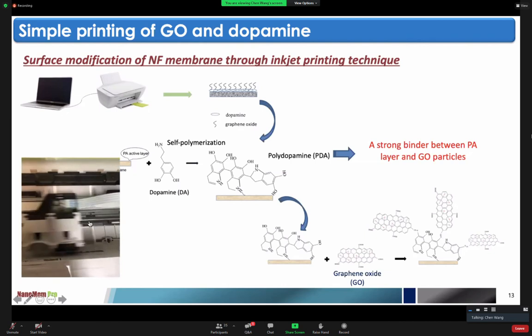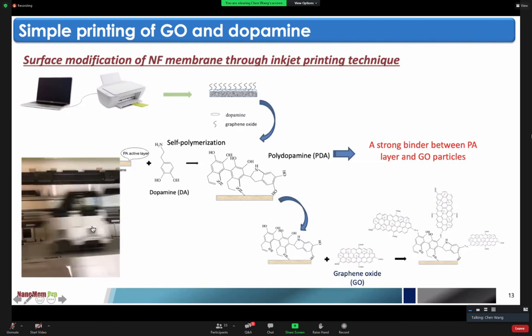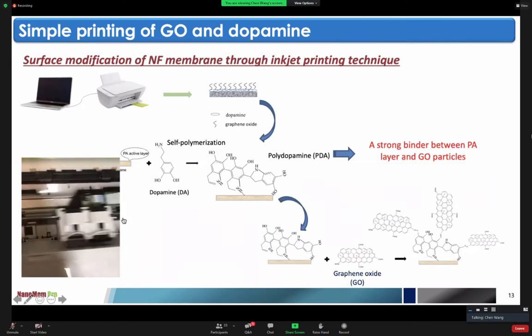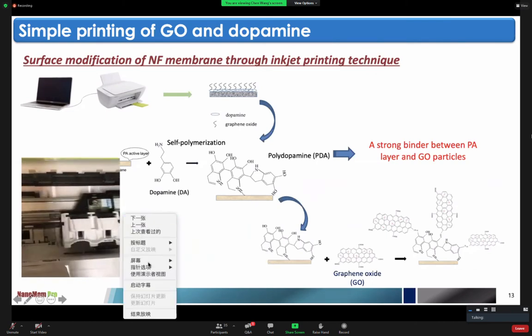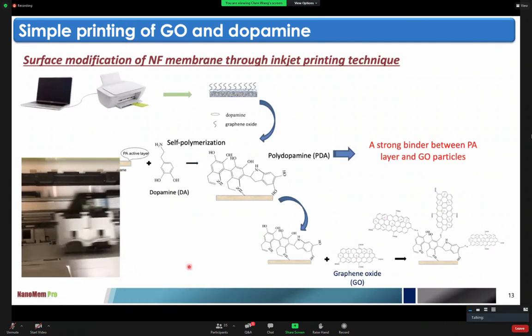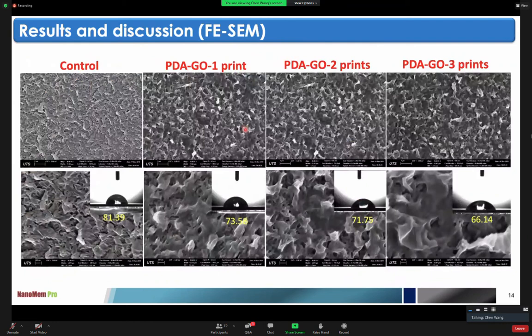We can see that this is a cartridge loaded with our dopamine and graphene oxide ink separately, and this is a PS membrane. So now it is printing the chemicals on the membrane surface. Then let's move to the results and discussion part.